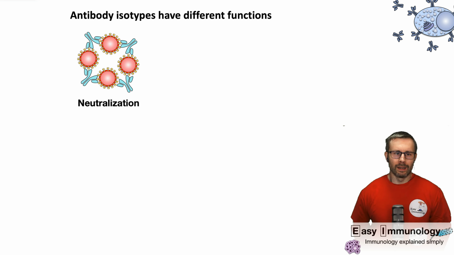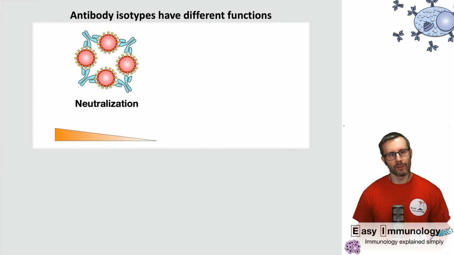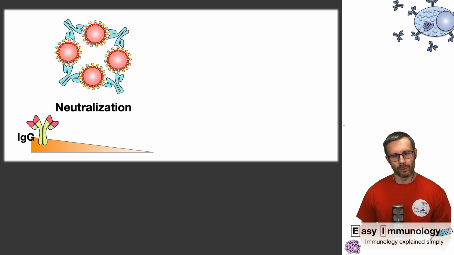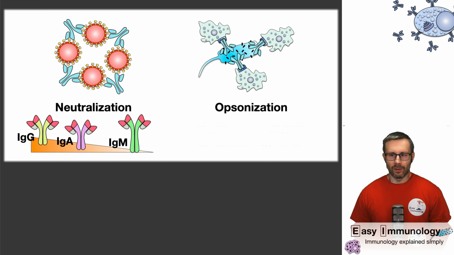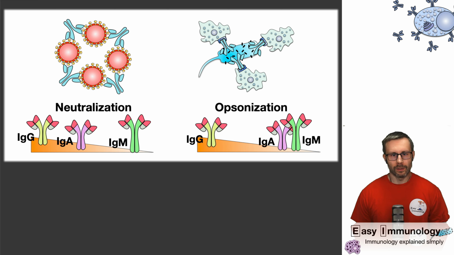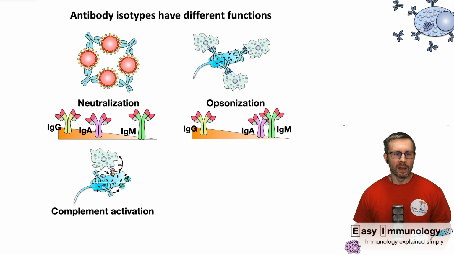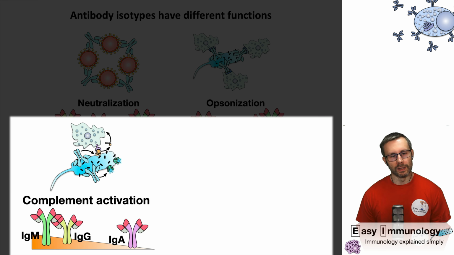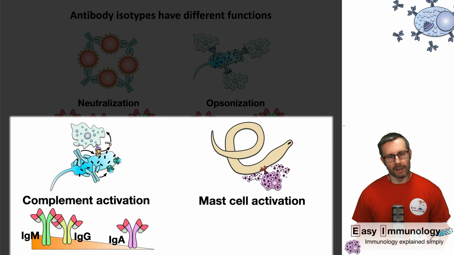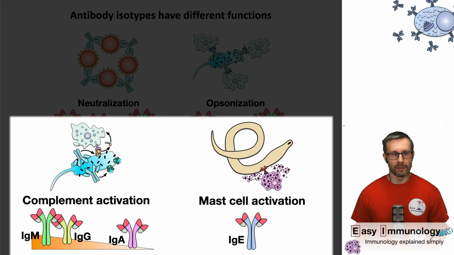So if you look at the functions of these different isotypes, you see neutralization. And if you look at which isotypes can do good neutralization, it's the IgG. The IgA is already a bit worse, and the IgM is not so good at neutralizing. Then we have opsonization. There the IgG is good, and the IgA and the IgM are not good. And for the complement activation, it's again the IgM and the IgG and the IgA. And for the mast cell activation, it's only the IgE.